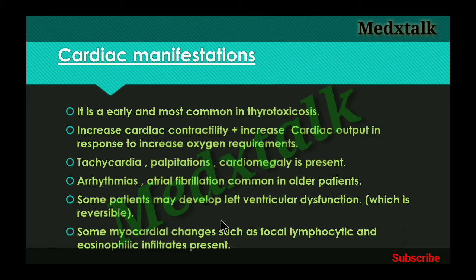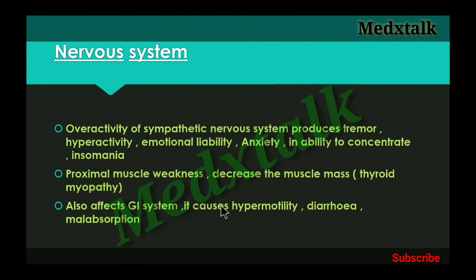Now we discuss the nervous system. Overactivity of the sympathetic nervous system produces tremor, hyperactivity, and emotional lability. Also anxiety, inability to concentrate, and insomnia. Other manifestations are proximal muscle weakness and decreased muscle mass. The decreased muscle mass in thyrotoxicosis or hyperthyroidism is also known as thyroid myopathy.